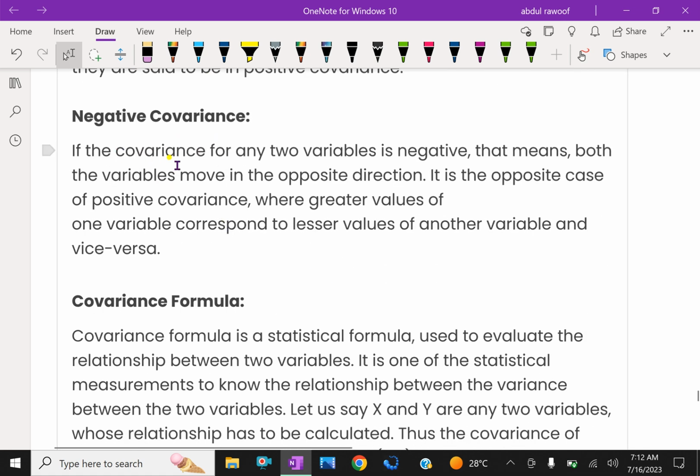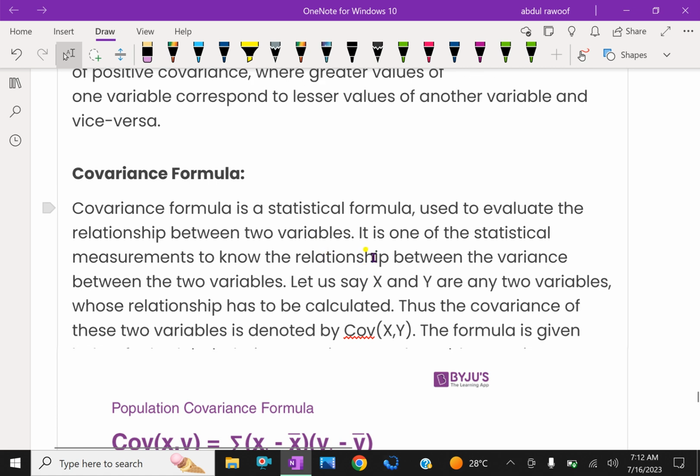Negative covariance. If the covariance for any two variables is negative, that means both the variables move in opposite directions. When one moves up, the other moves down. It is the opposite case of positive covariance, where greater values of one variable correspond to lesser values of another variable and vice versa.